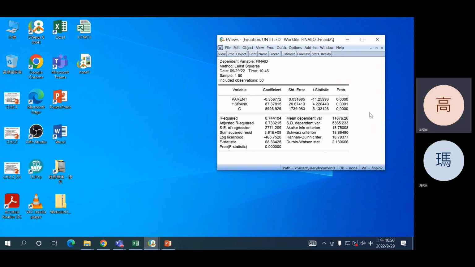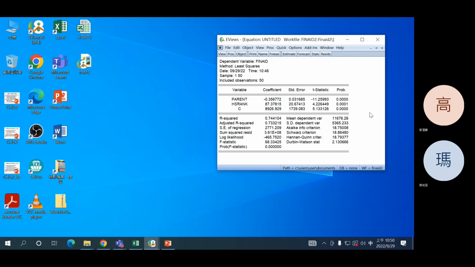Therefore, we didn't say anything about that. But for multiple regressions, since we have more than one variable, nowadays we have two. So if you explain the coefficient of the parents variable, you need to hold the other variable, HS rank, as a constant. Understand what I'm saying here?